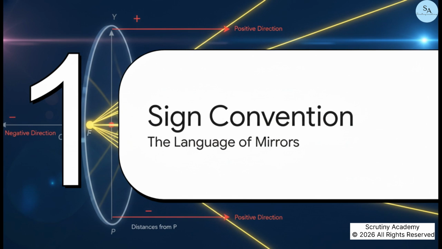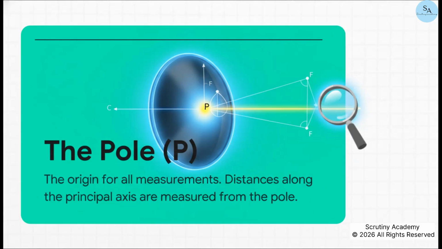Before we can even think about drawing diagrams or solving problems, we have to learn to speak the language of mirrors. This is called the sign convention, and trust me, it's the foundation for everything else. Think of it like the grammar of optics. You gotta know it. So where does it all start? With one single point. Every single measurement we're going to take, from where the object is to where the focus is, starts right here at the pole, which we label P. Just think of it as the origin, the 0 point on our entire optical map.